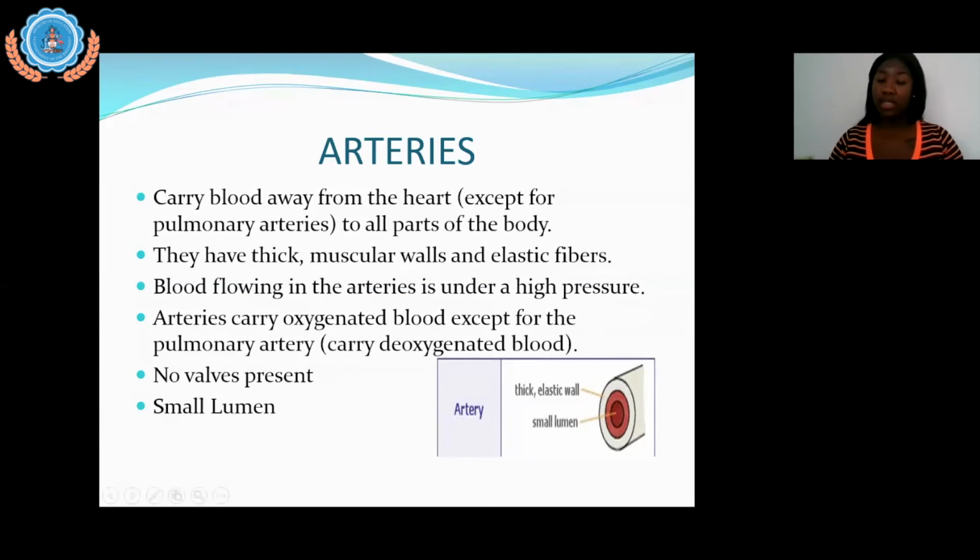So as we take a look at the picture, we see the three layers of the arteries, the small lumen, and the two extra walls, with the outer wall being extremely thick. And this is thick, as we said, because blood has to flow through the arteries under such a high pressure. So you need the thick muscles that would contract so that the blood can flow to further distances.